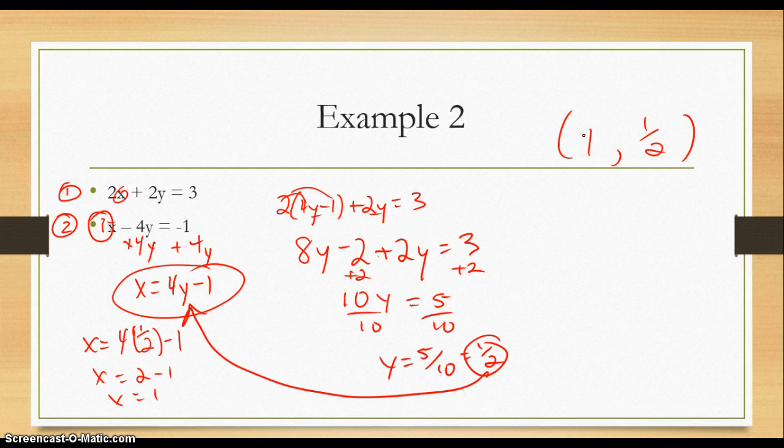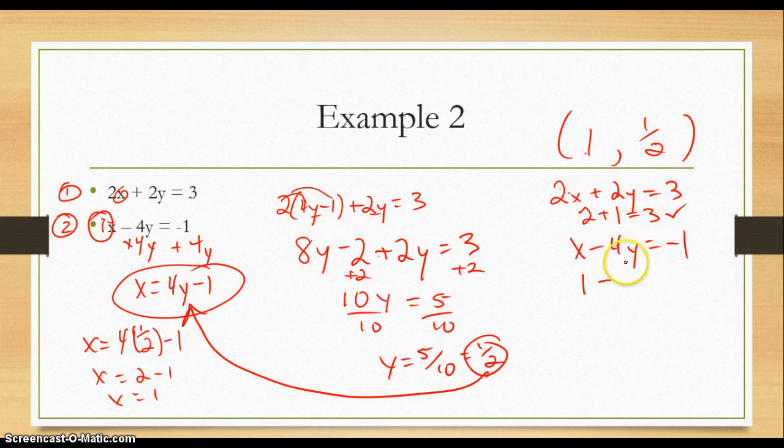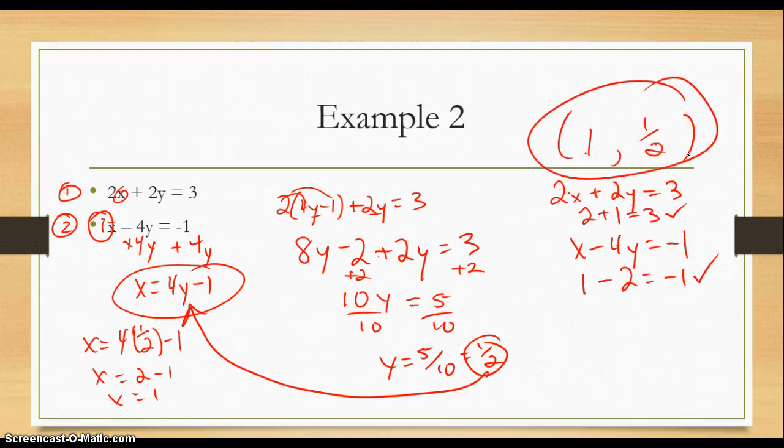Now we have to check these in both of our equations. So let me rewrite these. Plug it in. 2 times 1 is 2, plus 2 times 1/2, which is 1. So 2 plus 1 is 3, so that checks out. 1 minus, well, 4 times 1/2, because I'm plugging the 1/2 in for y, is 2. So 1 minus 2 is negative 1, so that checks out. So my solution would be 1 and 0.5, or 1 over 2, however you'd like to label that.